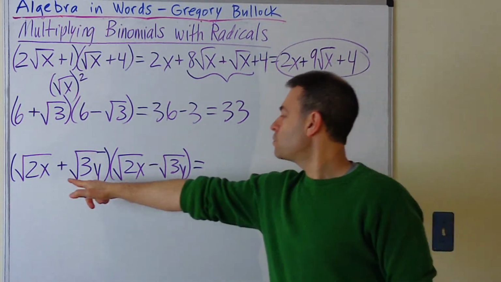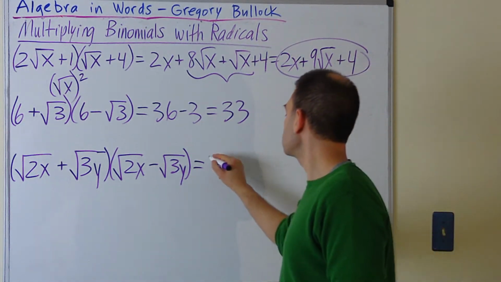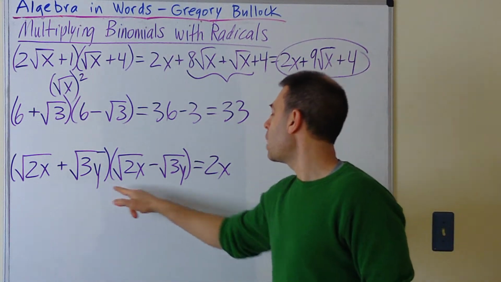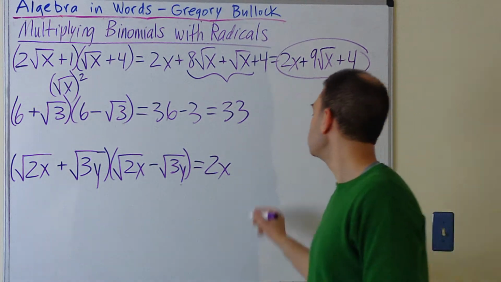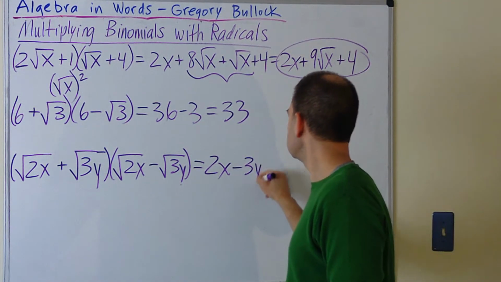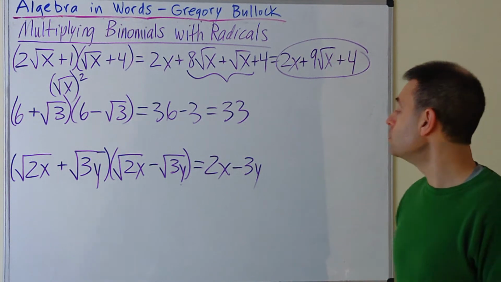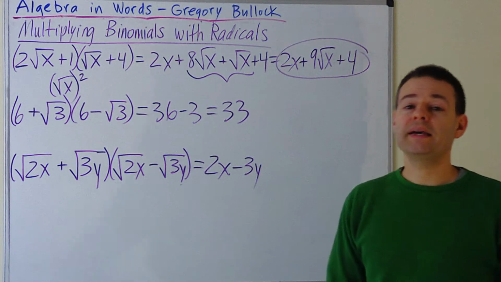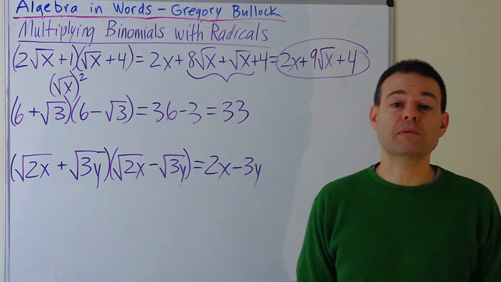The square root of 2x times the square root of 2x is 2x. And the square root of 3y times the square root of 3y is negative 3y. And that problem's done. There's nothing left to do. The 2x and the 3y are not like terms. So long story short, there's nothing more to do.